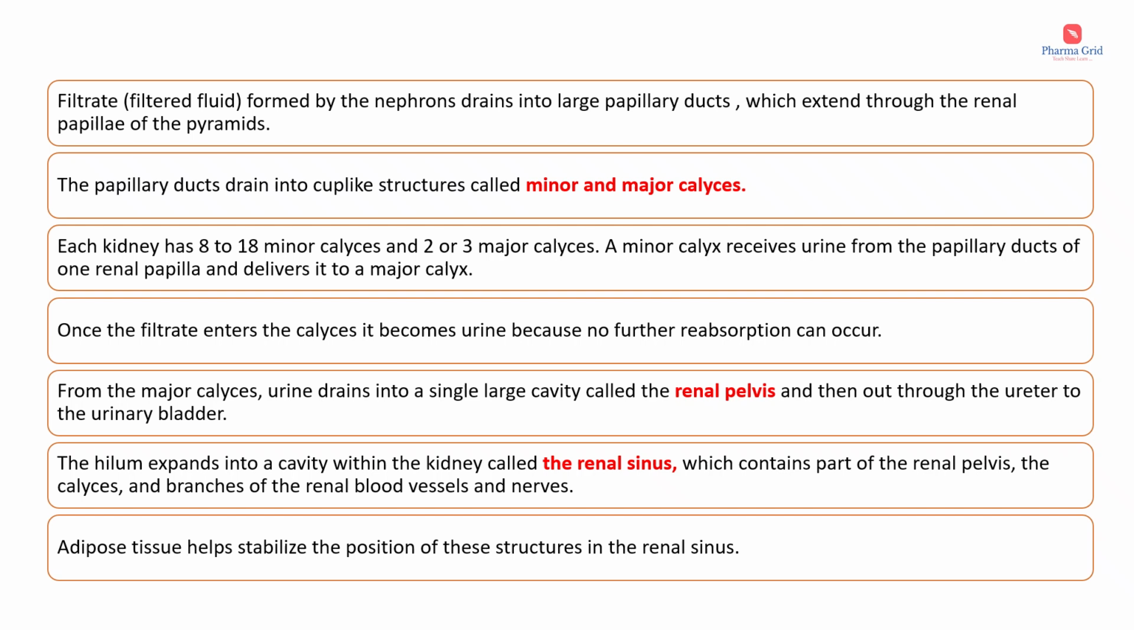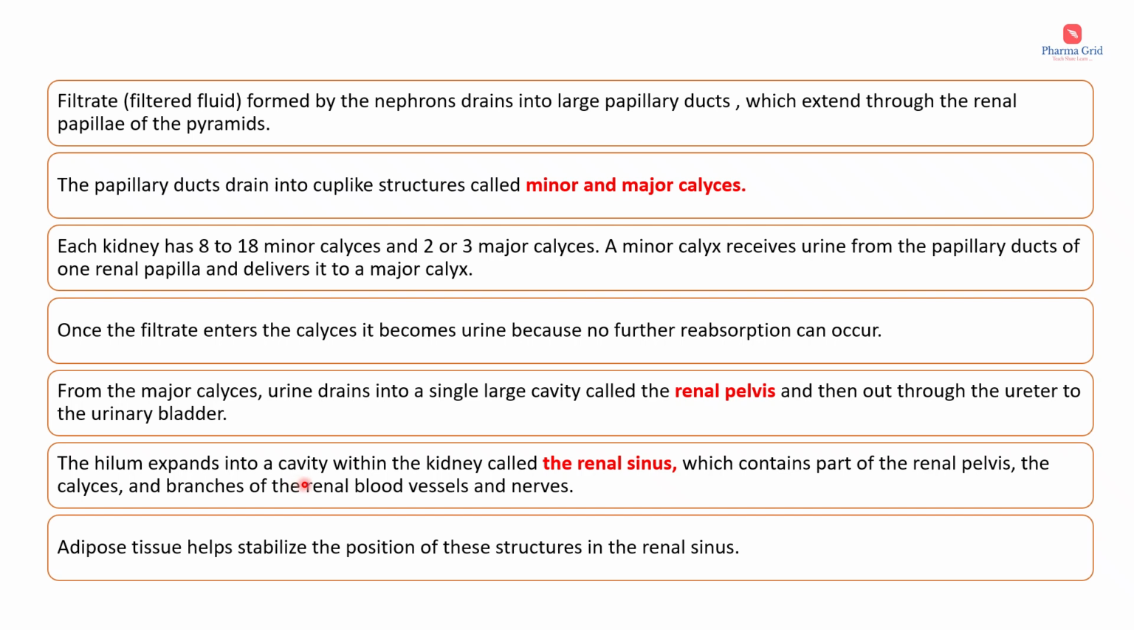Now from the major calyces, the urine drains into a single large cavity called the renal pelvis, and from the renal pelvis the urine enters the ureter, then the urinary bladder, where the urine is temporarily stored.